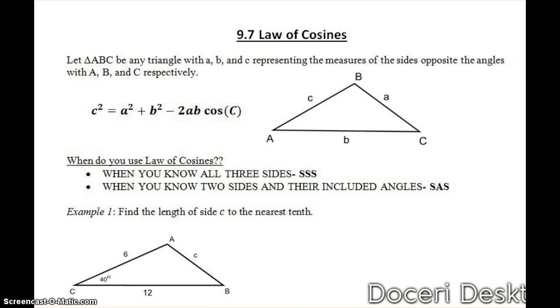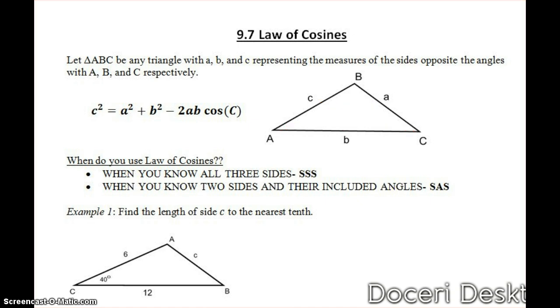And it's important to note that when you do have to draw your own triangle, the lowercase letter represents the side opposite the uppercase letter. So lowercase a would be opposite angle A, and side lowercase c would be opposite angle C, and lowercase b would be opposite angle B.